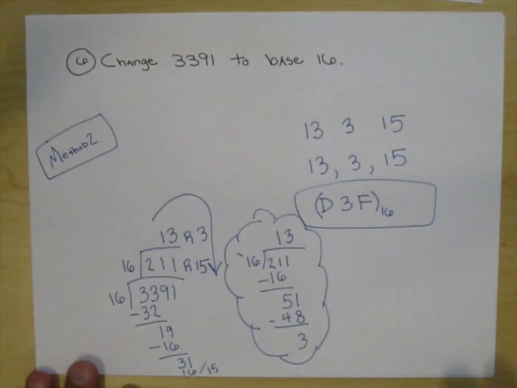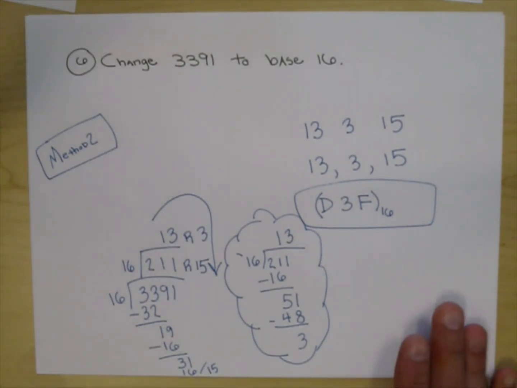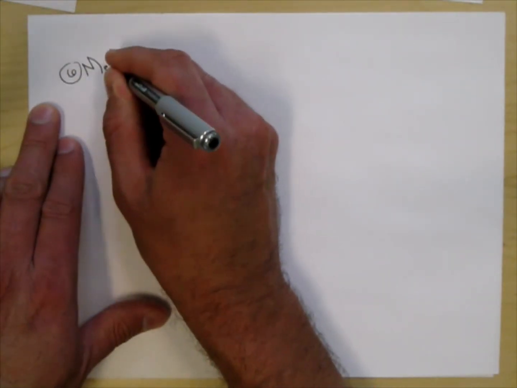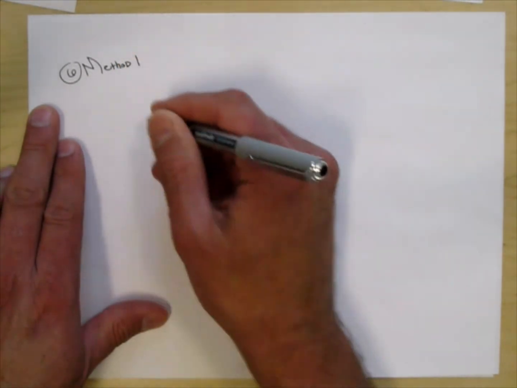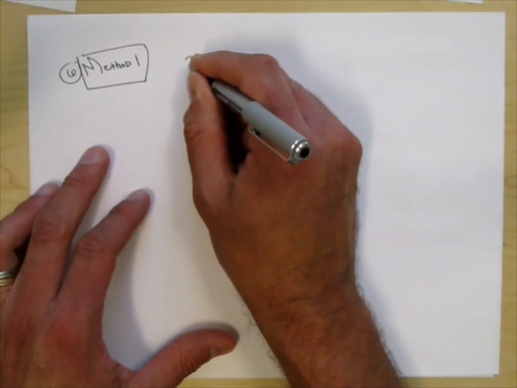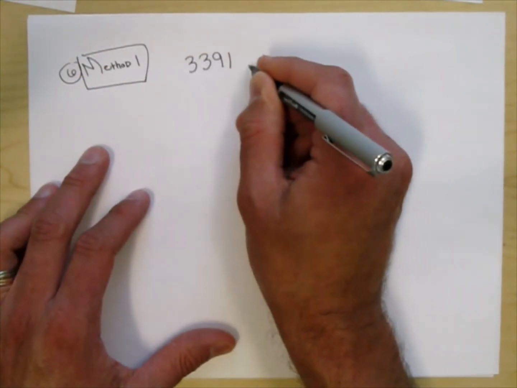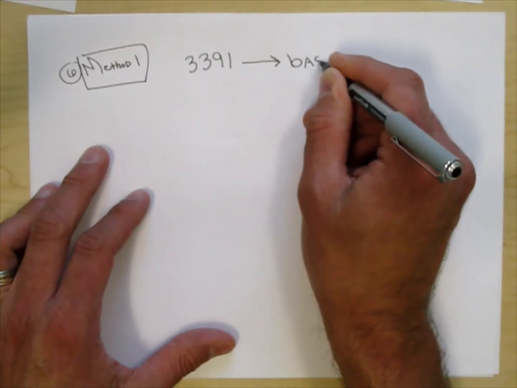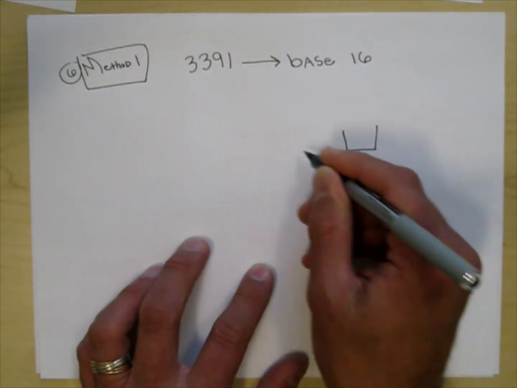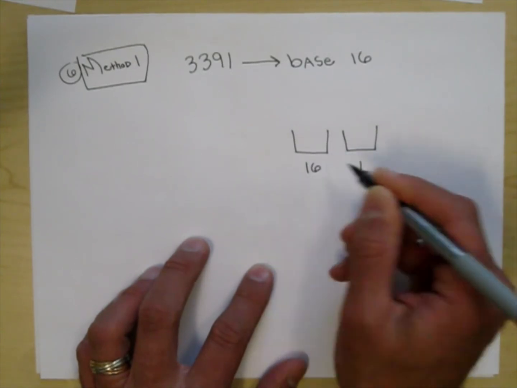A little bit of an ugly problem. I have only done method 2. So let me get another piece of paper and see how method 1 works with this one. Okay, so I'll use method 1, so this is number 6, method 1. So we are changing 3,391 to base 16. So I have some carts. I have the 1 cart, the 16 cart.